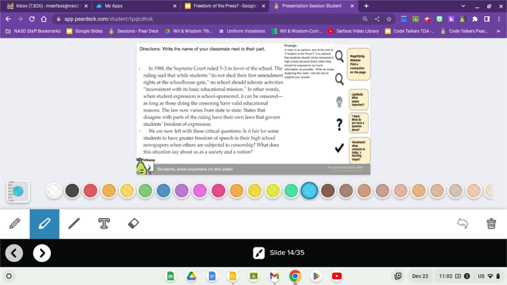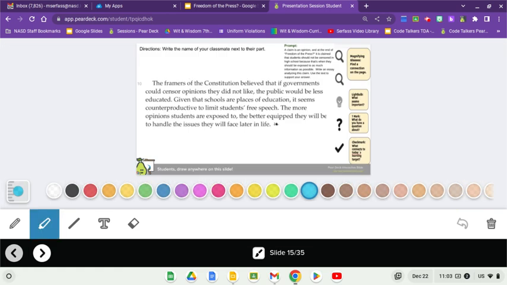States that disagree with parts of the ruling have their own laws that govern students' freedom of expression. We are now left with these critical questions. Is it fair for some students to have greater freedom of speech in their high school newspapers when others are subjected to censorship? I think they mean from state to state. And what does this situation say about us as a society and a nation?